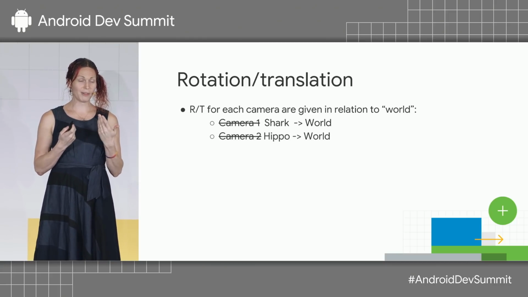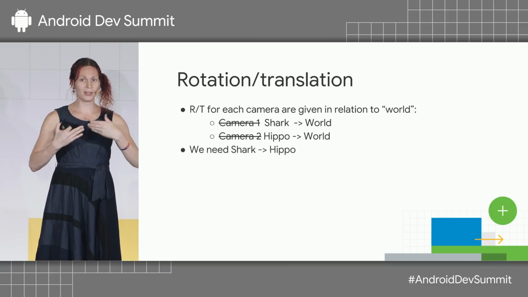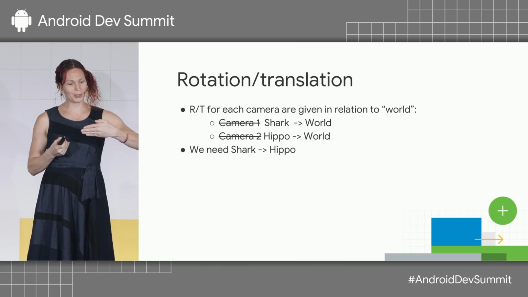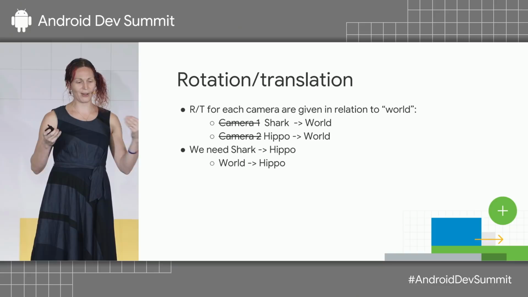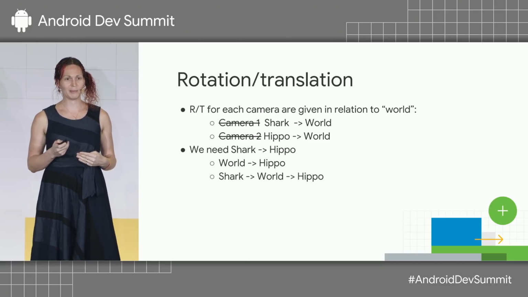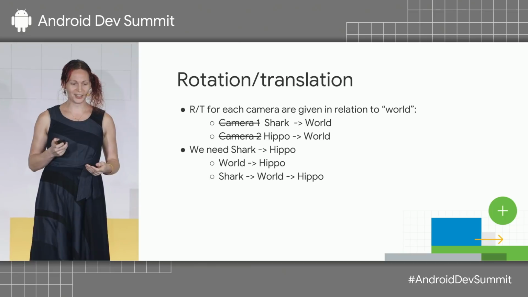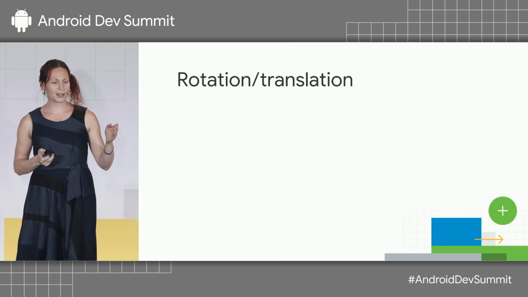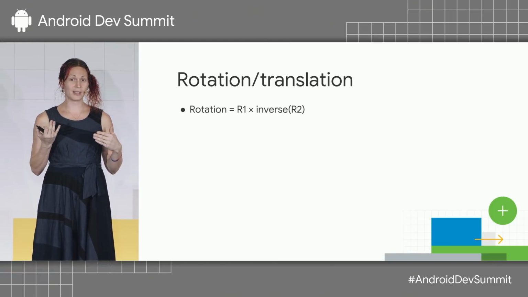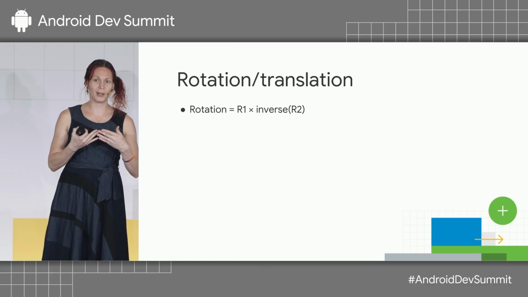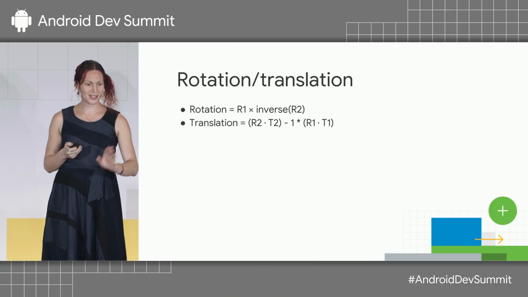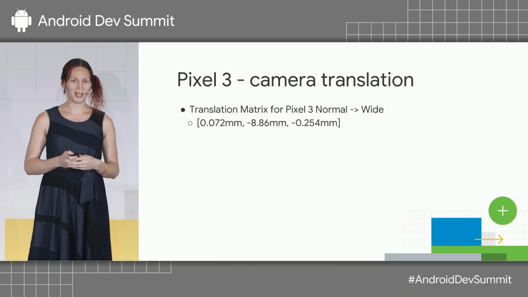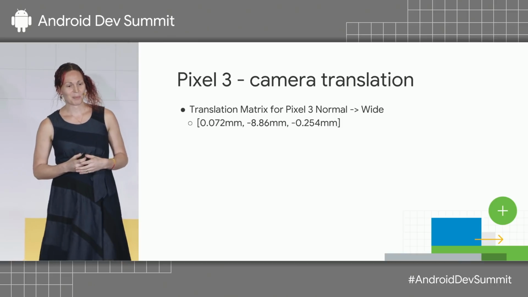But when we're doing stereo vision, what we really need to worry about is shark to hippo. So how are these two cameras related to each other? Like a good engineer, all I know is I have to switch hippo to world to be world to hippo, and now I have this pathway from shark to world to hippo. I hope that was a fun introduction to the math, which you can read all about on Wikipedia and looks something like this. To get the rotation matrix, we're going to inverse the rotation matrix for camera 2 and cross-multiply it with camera 1. And for translation, it's something like this. Take the inner product and subtract. You can read all about it on Wikipedia or other sources.